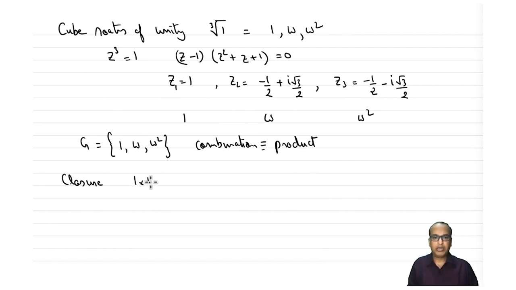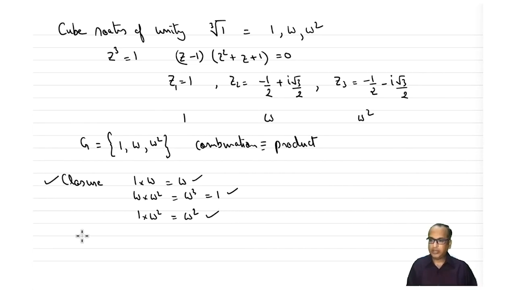So 1 into omega is equal to omega. Omega into omega square is equal to omega cube, which is equal to 1. So this is part of the group, this is part of the group. And the third product is 1 into omega square, which is omega square. This is also part of the group. So the closure property holds, right?